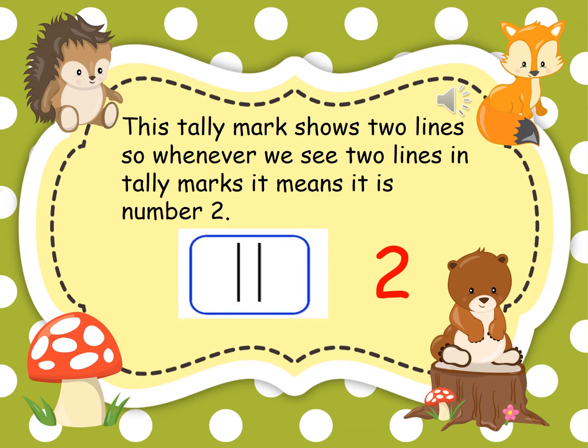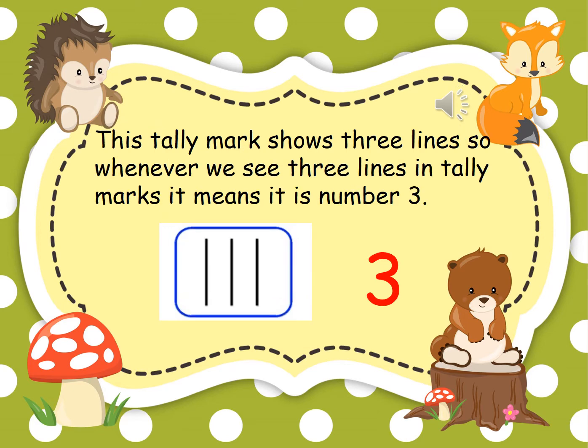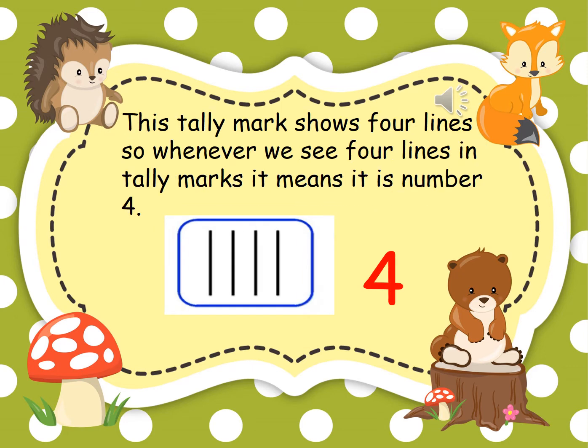This tally mark shows 2 lines. So whenever we see 2 lines in tally marks, it means it is number 2. This tally mark shows 3 lines. So what do you think, children? What will be the answer? Yes, whenever we see 3 lines in tally marks, it means it is number 3. This tally mark shows 4 lines. So whenever we see 4 lines in tally marks, it means it is number 4.